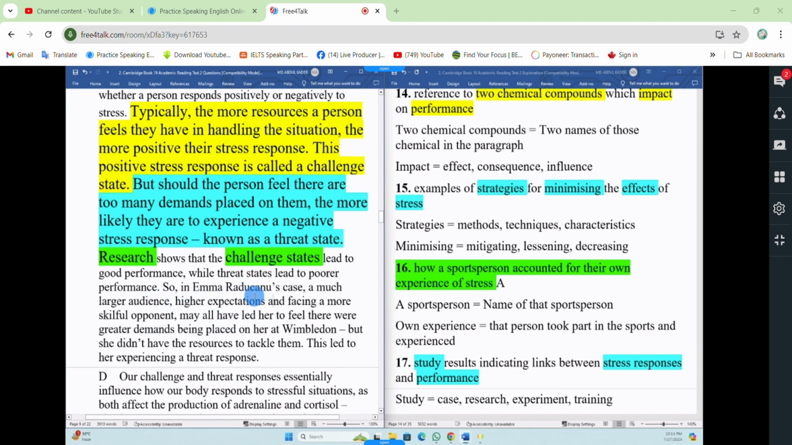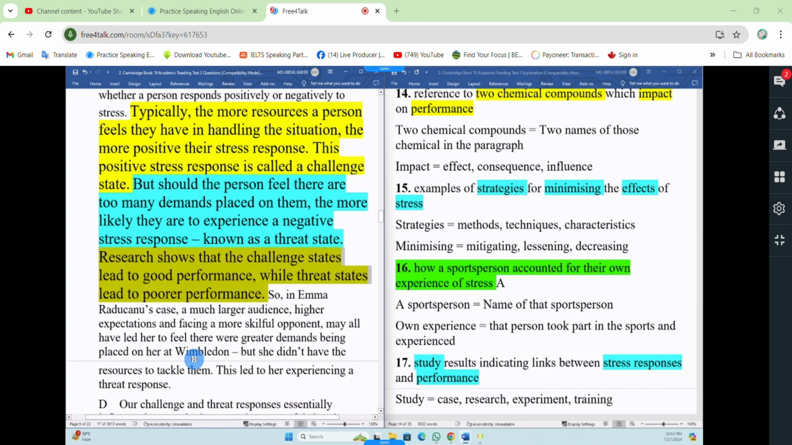Okay. So in Ms Raducanu's case, a much larger audience, higher expectations and facing a more skillful opponent may all have led her to feel there were greater demands being placed on her at Wimbledon, but she didn't have the resources to tackle them. This led to her experiencing a threat response. Okay, so finally, from this line, I would like to show you.